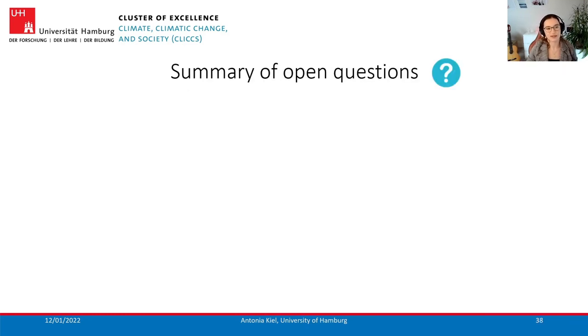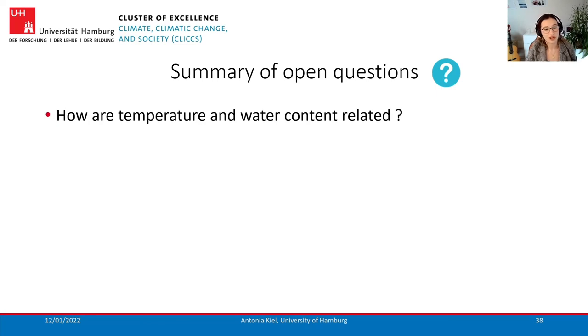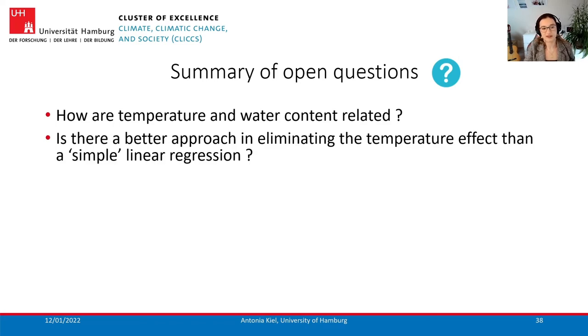So lastly, I'm now going to summarize the open questions I had during the talk. First of all, how are temperature and water content related to each other? Having a better understanding or more physical background than this linear regression. Next up, is there a better approach in eliminating the temperature effects than this simple linear regression used so far? So for this, we again need to dig more into the physical relations between these three parameters.